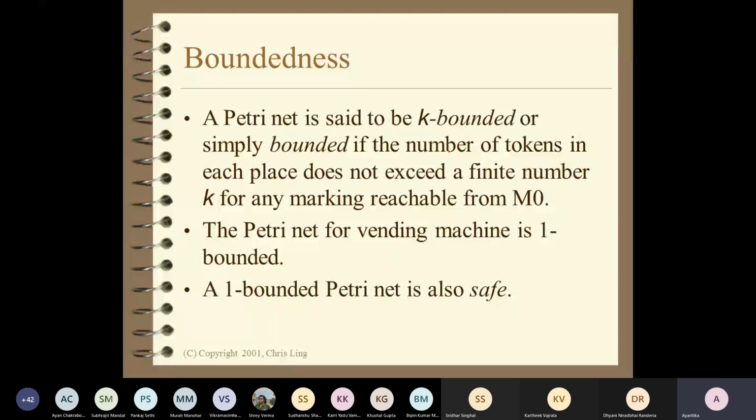Another property is boundedness. Boundedness means, you remember in our place and transition net, we talked about how each place may hold a single token, or may hold multiple tokens. Based on that, there are defined types of Petri nets. So a Petri net is said to be k-bounded, or simply bounded, if the number of tokens in each place does not exceed a finite number. That is a threshold, the maximum number of tokens allowable in that Petri net.